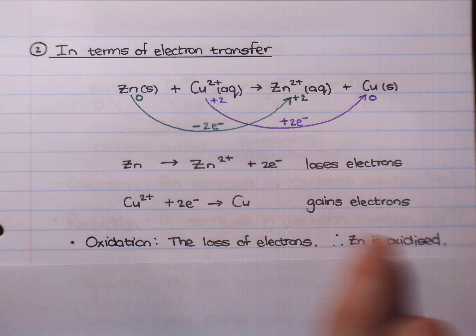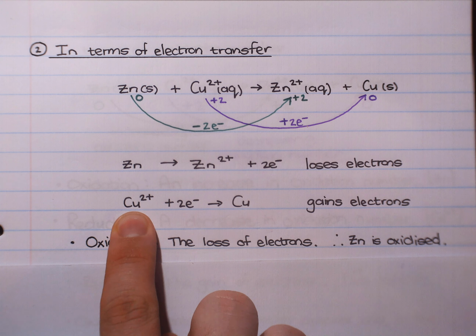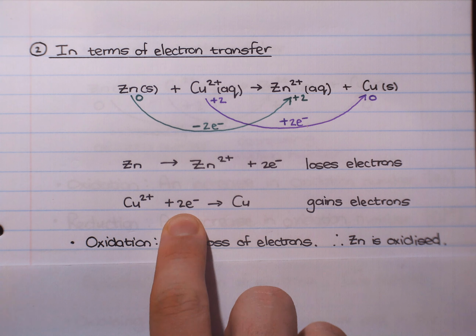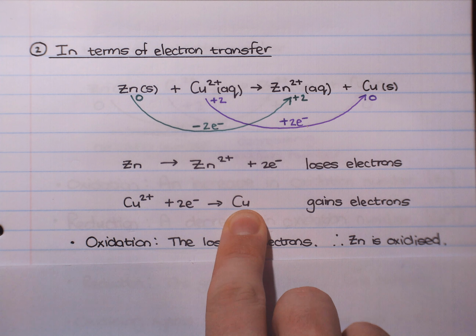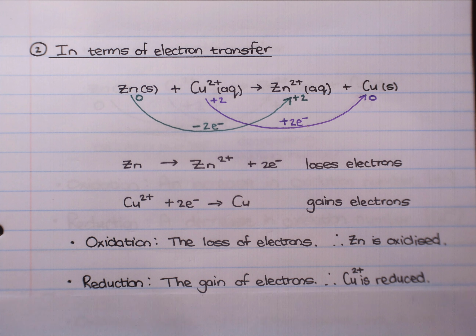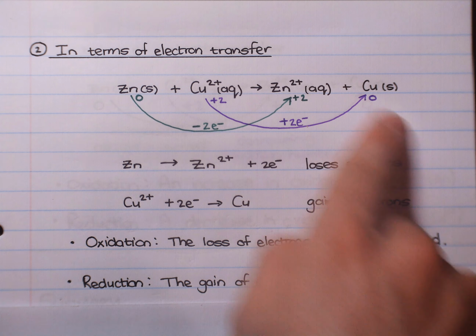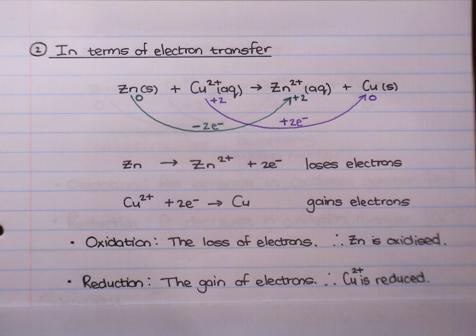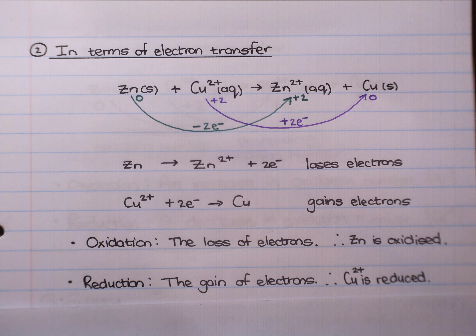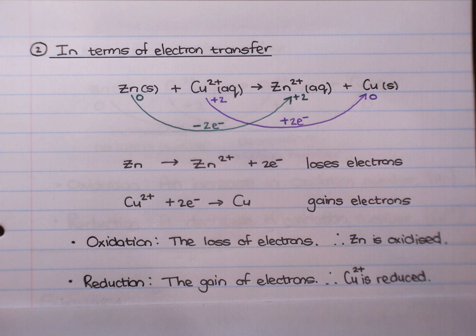Zinc is oxidized. The copper 2+ ion, which gains 2 electrons to form the copper solid, we say is reduced, and reduction is subsequently defined as the gain of electrons. Now, in terms of this reaction, we also get 2 terms that are very important that we distinguish them from oxidation and reduction, and students often confuse them. So make sure that you understand the difference.